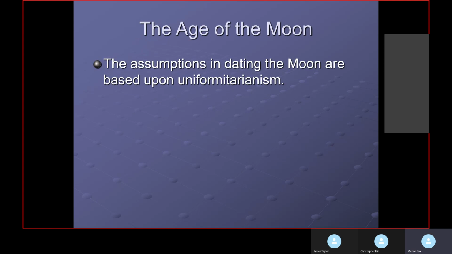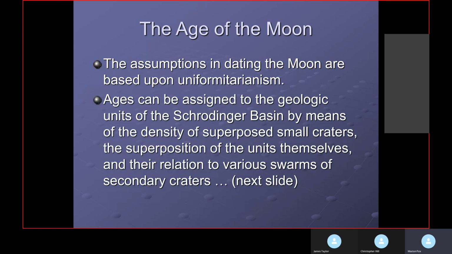The assumptions in dating the moon, for example, are based upon uniformitarianism. Let's go to the moon now. We've seen the Egyptian chronology, about 664 BC, is the earliest date that you can get with any certainty. Ages can be assigned to the geologic units of the Schrodinger basin, that's on the moon, by means of the density of superimposed small craters. So we're going to look at the superposition of units of various craters, and the superposition of the units themselves in their relation to various swarms of secondary craters.